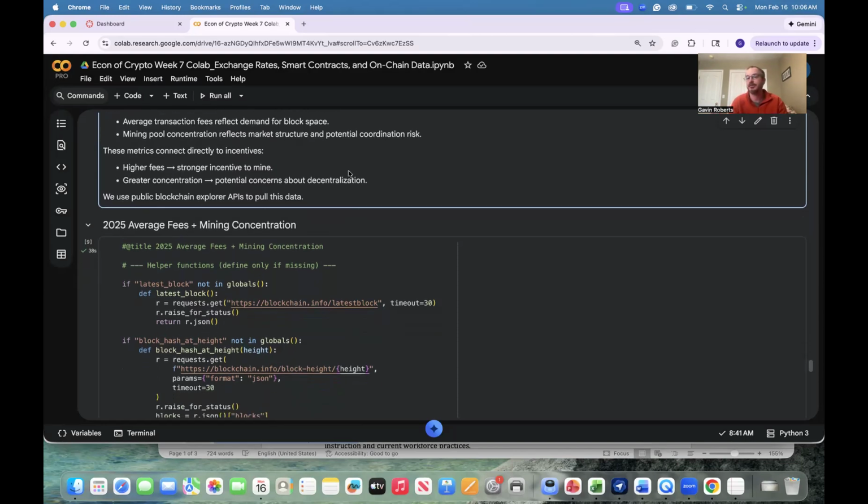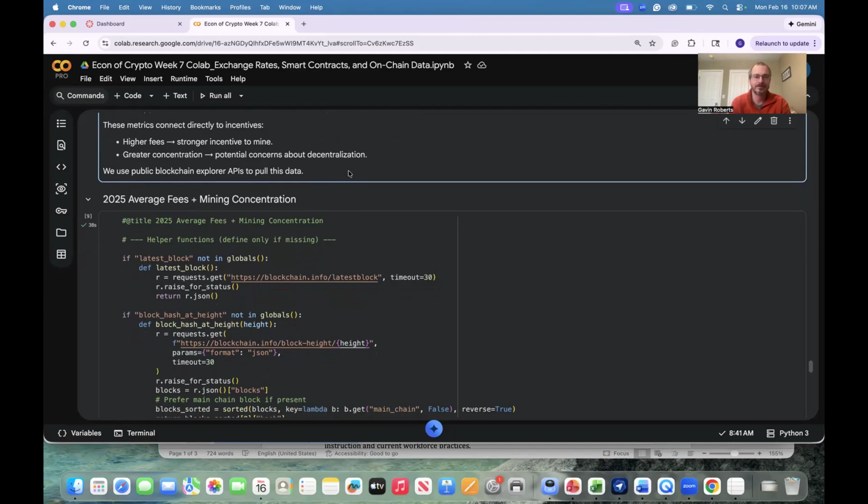Mining pool concentration could be an issue because we could be worried about increasing centralization if miners are concentrated. In fact, if one group of miners owns 51% or more, really more than 50% of the computational power on the blockchain, that could become an issue. And later in the class, we'll look at some math that says it might not have to be quite that high. So these metrics connect directly to incentives: higher fees, stronger incentive to mine, greater concentration, and potential concerns about one of the major motivating factors for blockchains, decentralization.